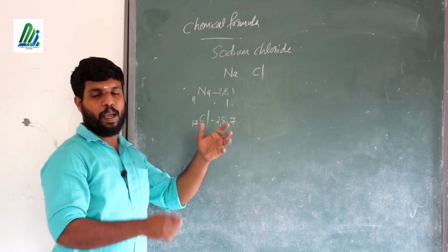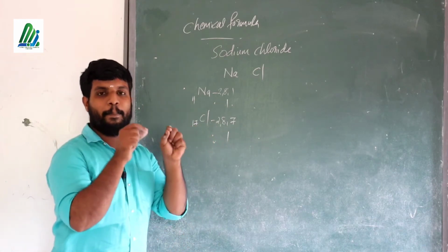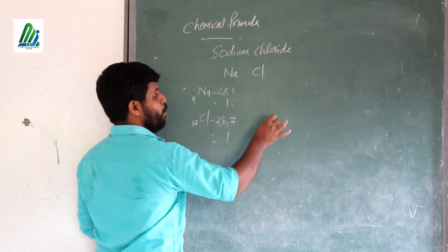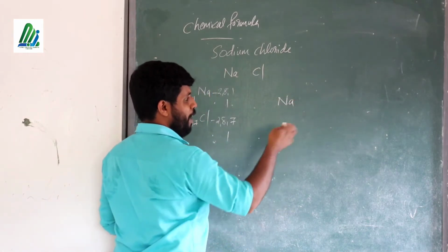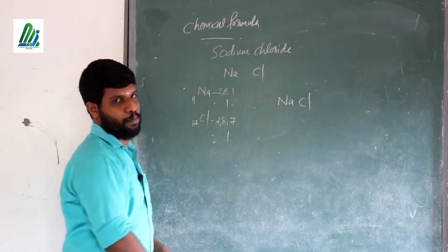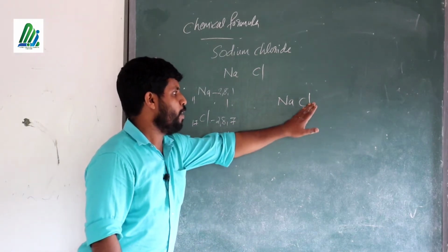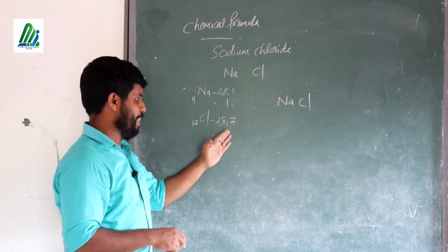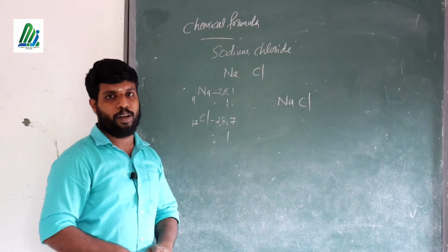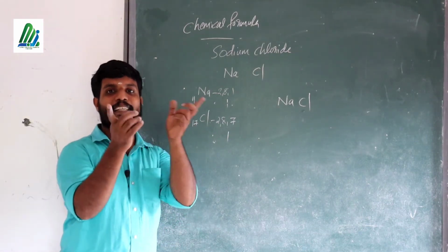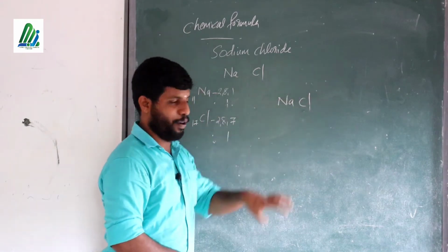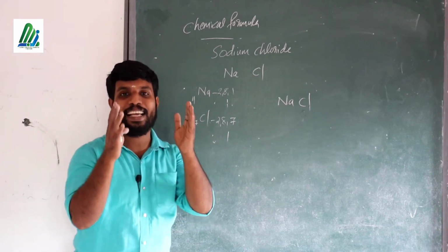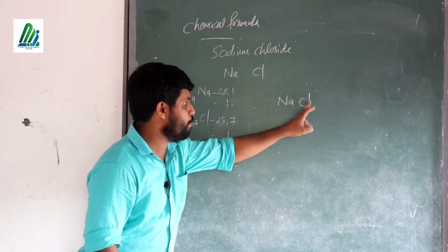To write the chemical formula of the compound, the element that is least electronegative is written first. Sodium is the least electronegative and the electronegativity is greater for chlorine, so chlorine takes the second position. That is the first step: write the symbols of the corresponding elements. Then take the valencies, sodium 1 and chlorine 1. Interchange the valencies: the valency of sodium is given to chlorine and the valency of chlorine is given to sodium.